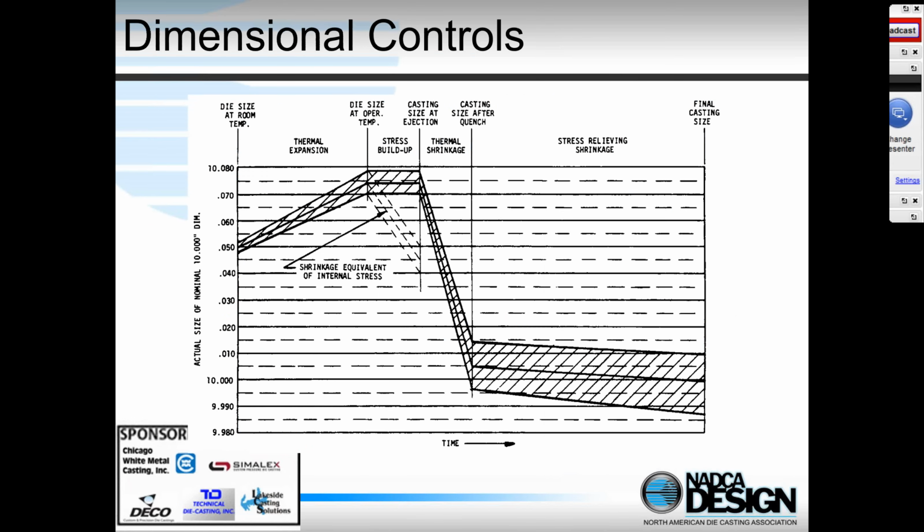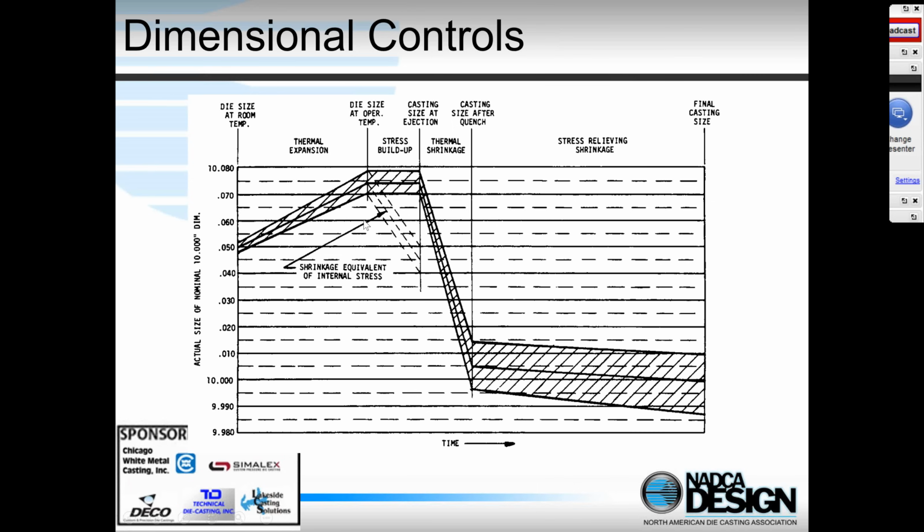Then finally, let's look at dimensional control. This is a thermally driven thing in terms of minimizing the dimensional tolerance of the casting. This is a nice chart that shows the impact of various parameters, not just on the actual dimensions, but also the spread, the tolerance, or the range of dimensions.